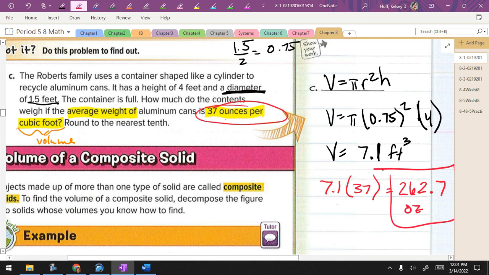Question? Nope. On this one, our volume up here was feet cubed, and then we changed our feet cubed to ounces. So your final answer is going to be in ounces. Good question. Okay? All right.